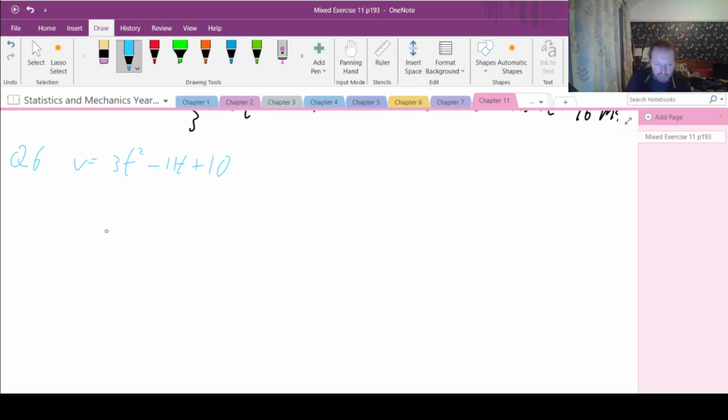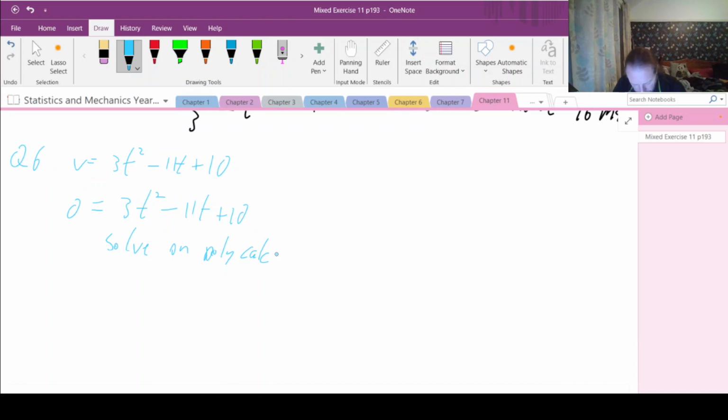If it's at rest, then the velocity must be equal to 0. So 0 equals 3t squared minus 11t plus 10. Solve on the poly calculator. Okay, so just using it. You of course can use quadratics if you want, but you've got this function on your calculator, so you might as well use it.